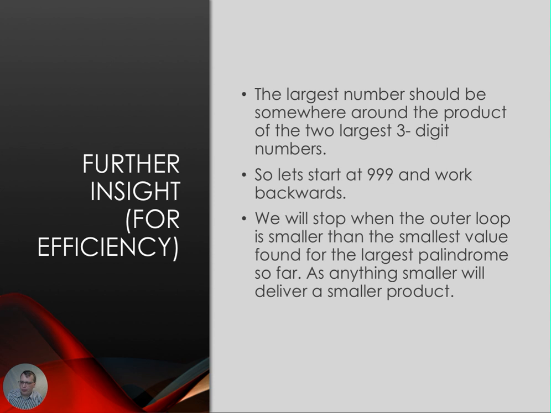But we also need to decide when to stop. What I suggest is we stop when the outer loop is smaller than the smallest value found for the largest palindrome so far. So when A drops below the smallest value found for B so far, then the chances are we've already explored all of the problem space we need to look at. And so we can gain efficiency by ignoring the duplicate numbers where A and B become reversed. So we can be fairly confident at this point that anything smaller will deliver a smaller product.